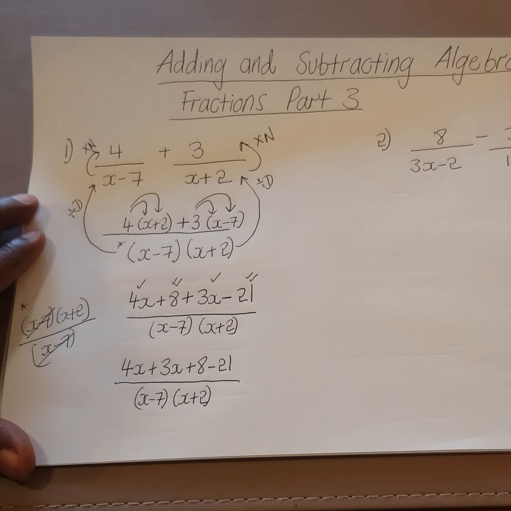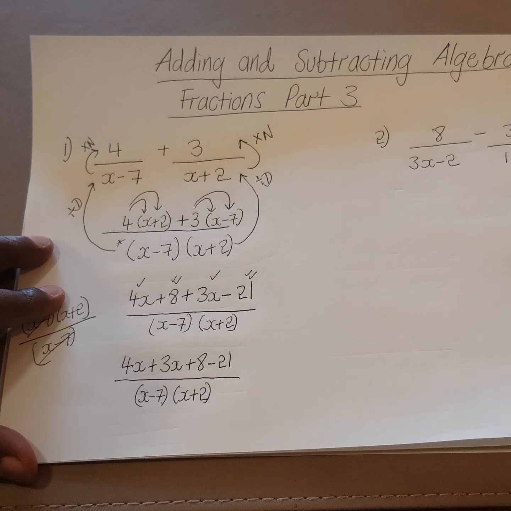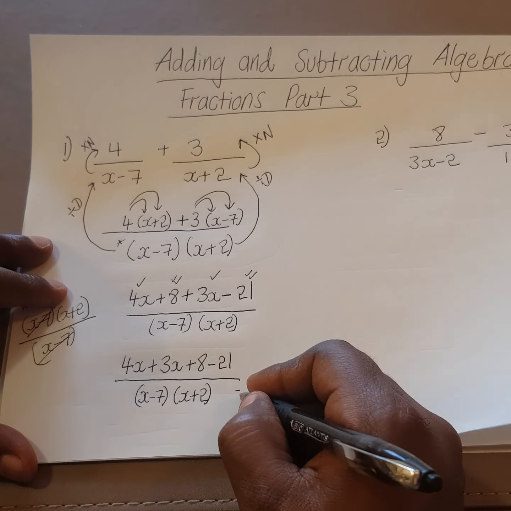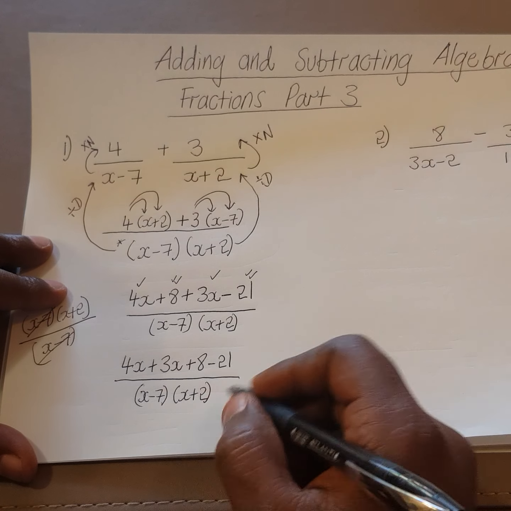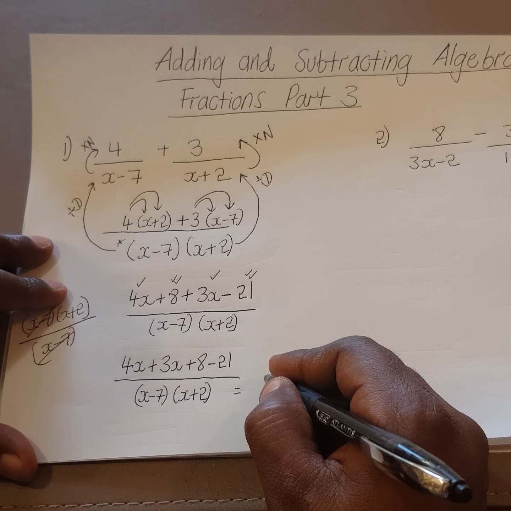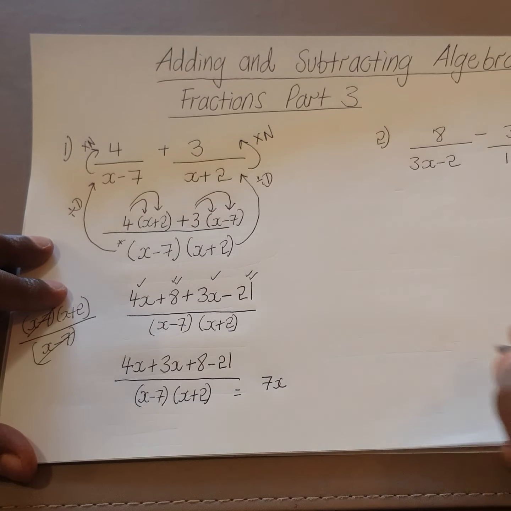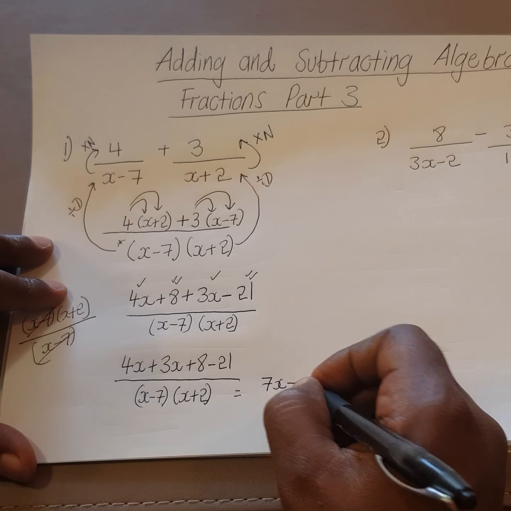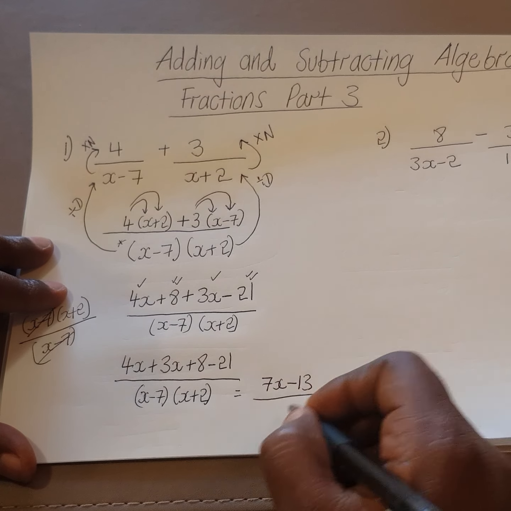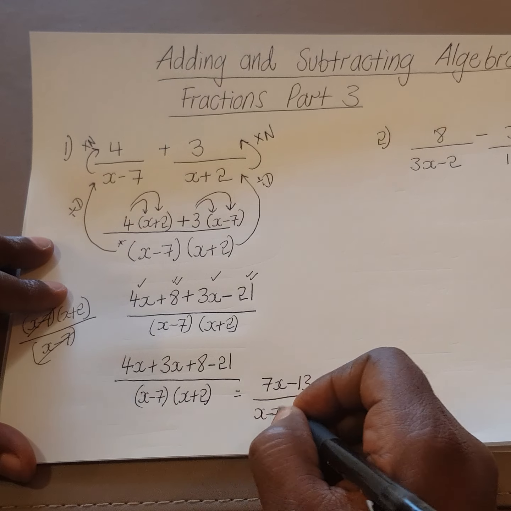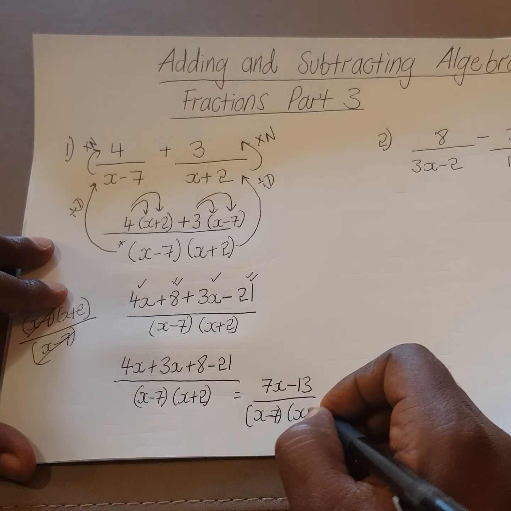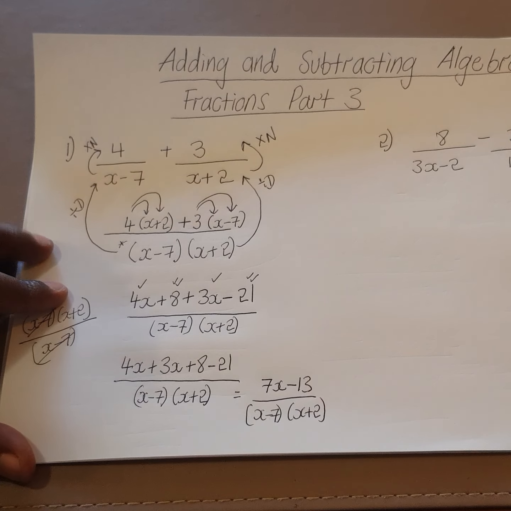All right, so 4x plus 3x, I'll just write the answer here. We don't have much space. 4x plus 3x is 7x, and 8 minus 21 is negative 13, divided by x minus 2, x plus 2. Can I simplify that further? No, I can't. So we leave the answer just like that.